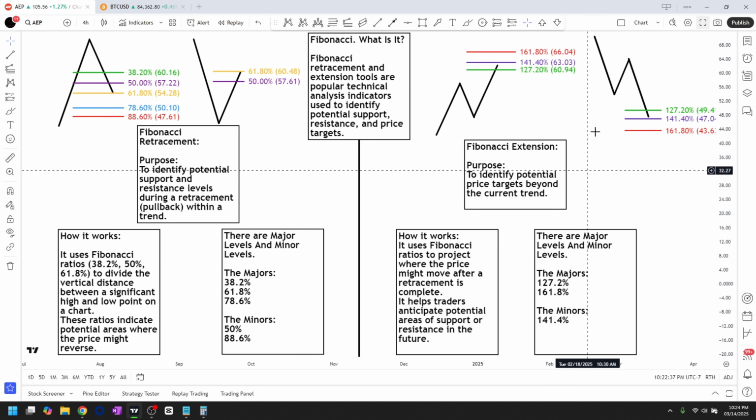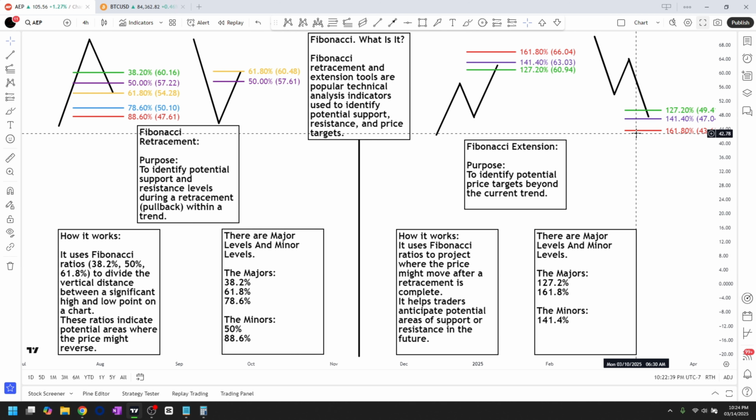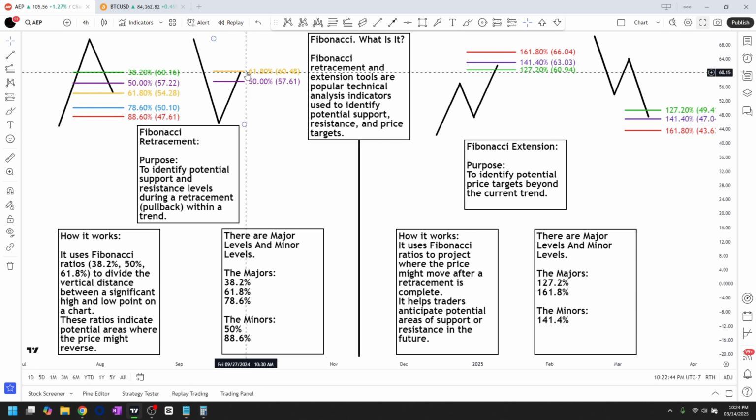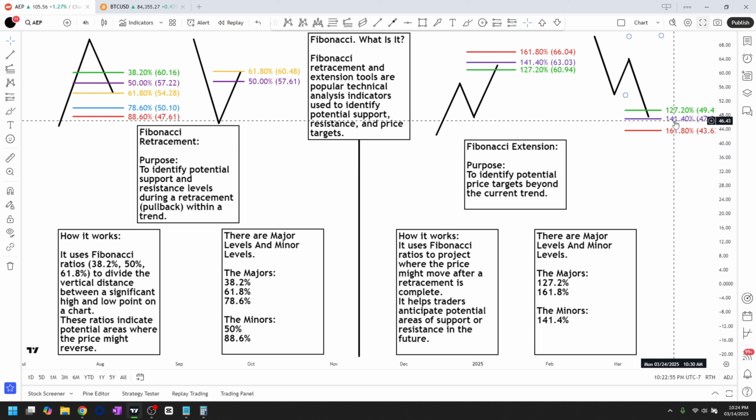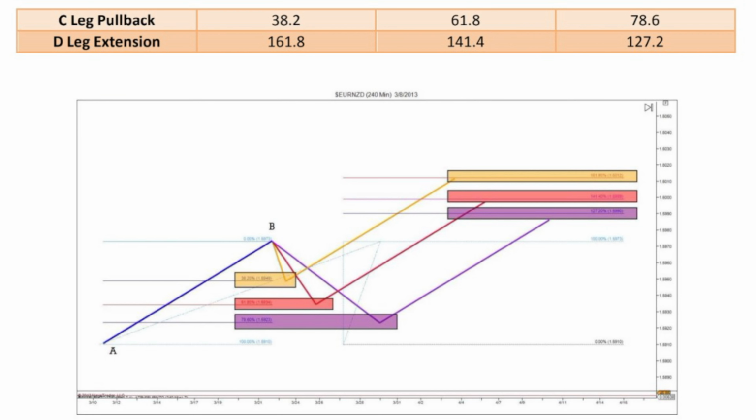The majors are the 127 that you saw me talk about, and the 1618, which is also considered the golden ratio. Okay, so the 618 retracement is the golden ratio on the retracement side. The 1618 is the golden ratio on the extension side. Now there is one minor, the 1414, that comes into play sometimes, and we'll talk about that coming up in just a few moments. But I want to step back and focus on this chart, because this will take us into basically the understanding that I said.